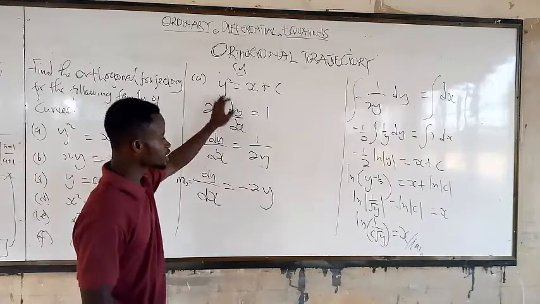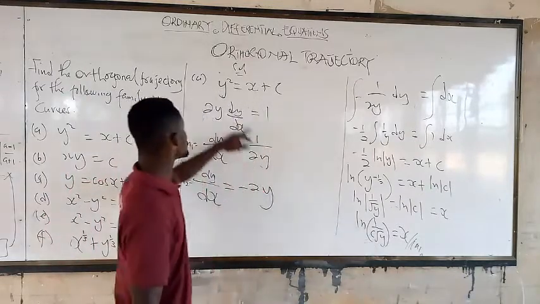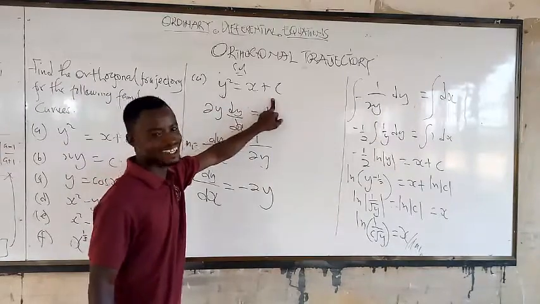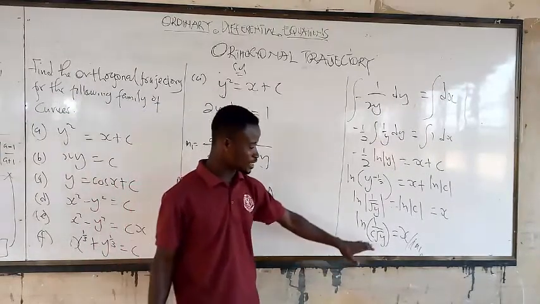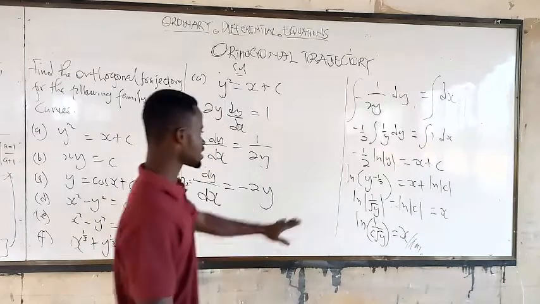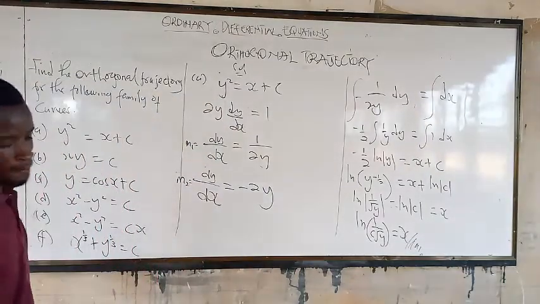Somebody can say that, okay, since I'm having y here, let me take the square root of both sides so that I can get y and substitute back into this. Please don't worry yourself, leave it aside. Alright, so it's not difficult.